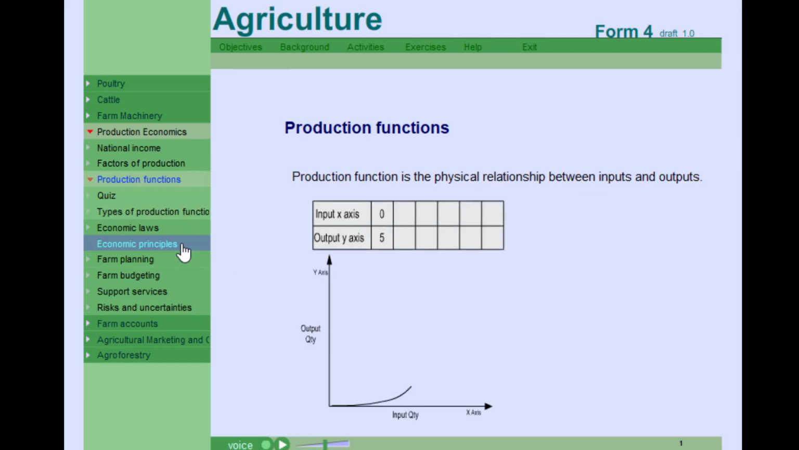Production function. Production function is the physical relationship between inputs and outputs.